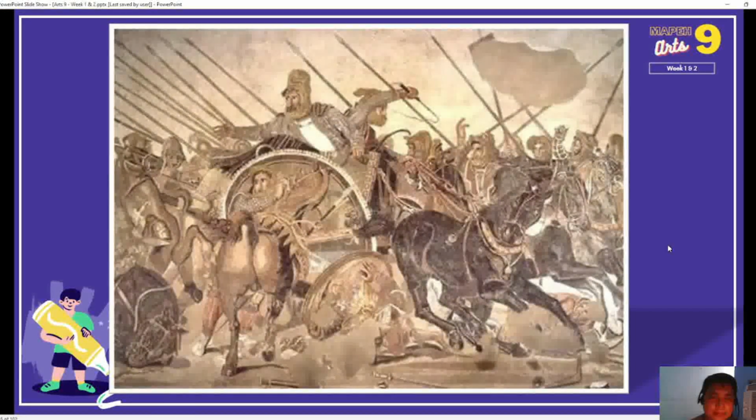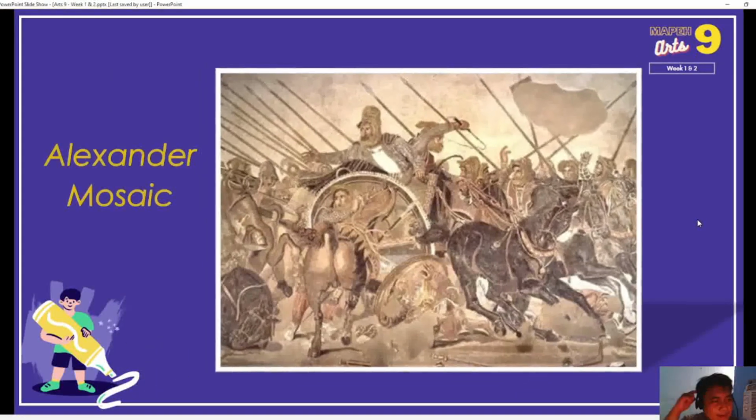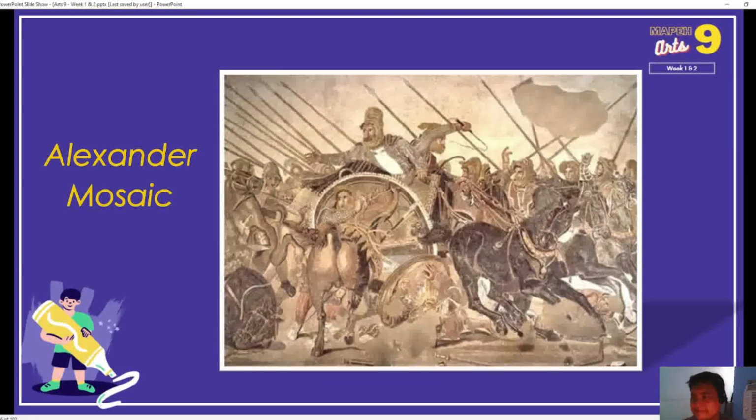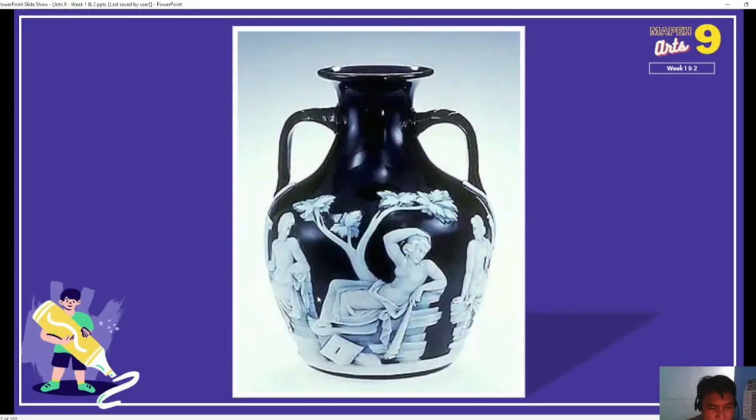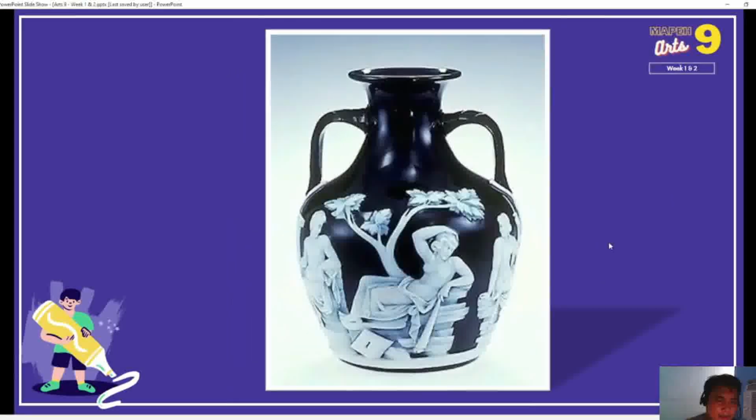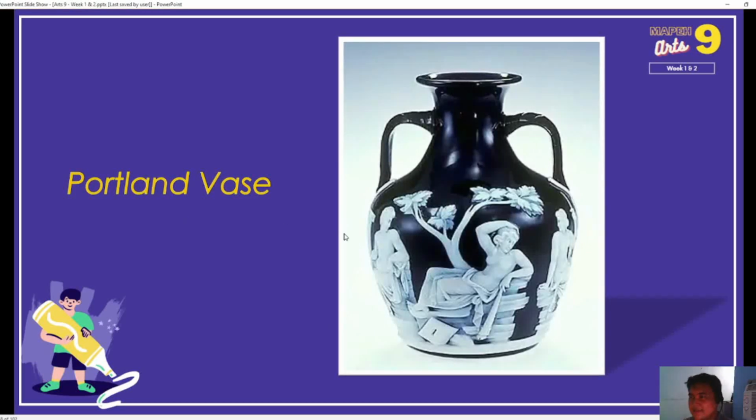For the Roman paintings, we have here a very nice battle scene. This one is made to commemorate the greatness of Alexander the Great. This one is called Alexander Mosaic. And last, we have here a painting, a Roman painting on a vase. This one is called the Portland vase.